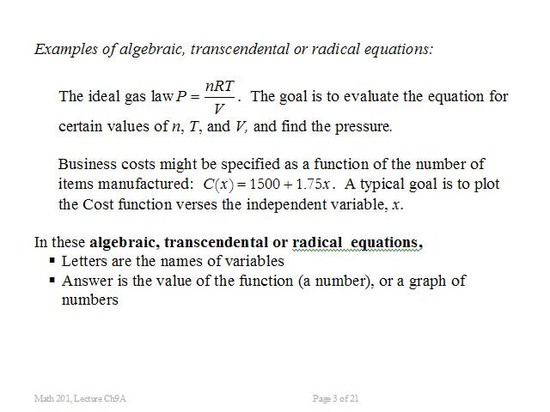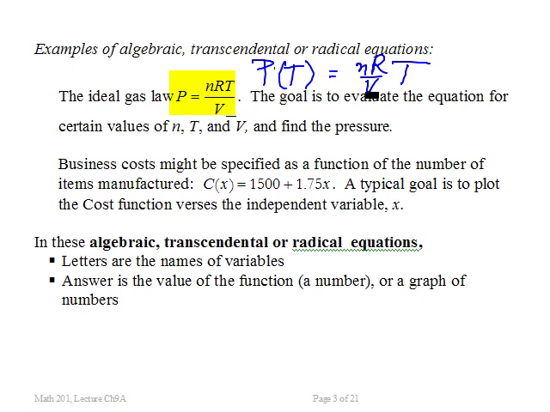Here are two other examples. This one from chemistry: here's the ideal gas law. So P, which is the pressure, is really a function of several variables. But let's say everything is held constant but temperature. So P is a function of temperature, and you know its form. It just has some multipliers times temperature. Okay, it's a first order polynomial. So you know its functional form. The goal is to evaluate the equation for certain values of n, t, or v, and thereby find the pressure.